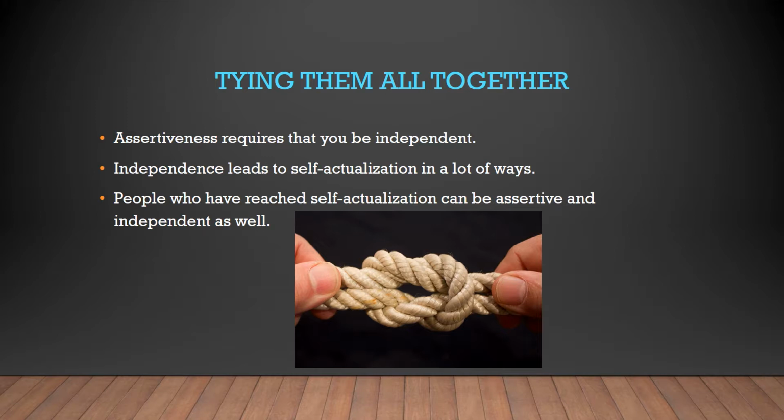Assertiveness requires that you be independent. Also, independence leads to self-actualization in a lot of ways. People who have reached self-actualization can be assertive and independent as well. So all of these tend to tie into each other. Basically, self-actualization means moving from selfishness to selflessness. To be that type of person, you tend to be independent. You also tend to be assertive, meaning that you stand up for yourself but respect the rights of others. So that's another way that they all tie in together.